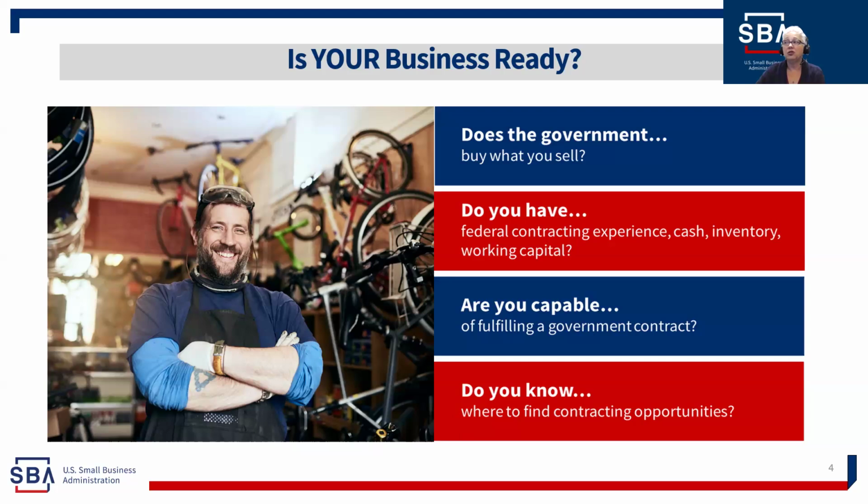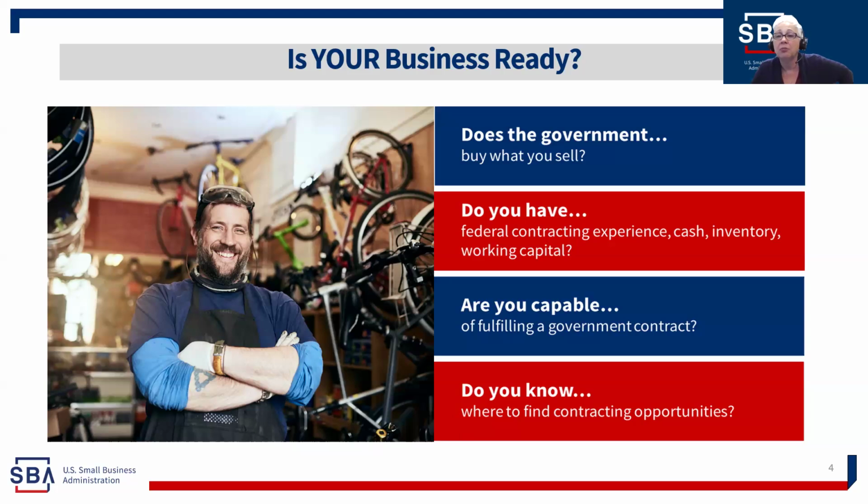The other question is, do you have the cash, the inventory, and the working capital? And that's what we call capacity about taking on a contract. Because once you sign on a contract, you are signing to the federal government that you will deliver on your promise that you can do this. So they'll look at that very much so, that do you have the cash to buy the supply or to hire the people for this specific job?